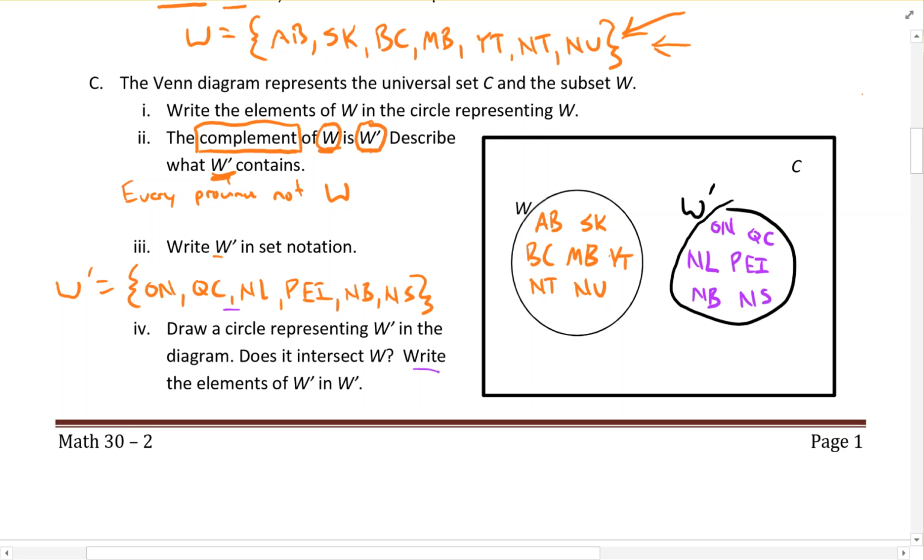So then it says write the elements of W prime in W prime. So the elements here were just the provinces, right? So we wrote those in that circle.